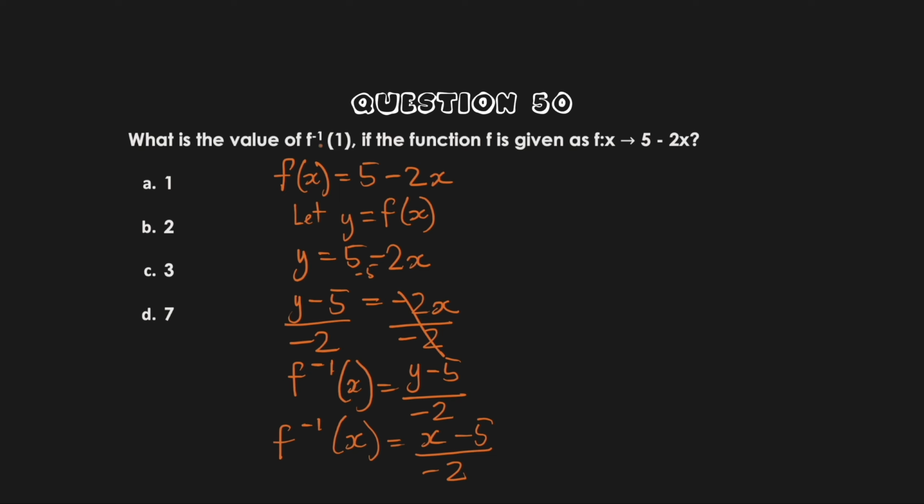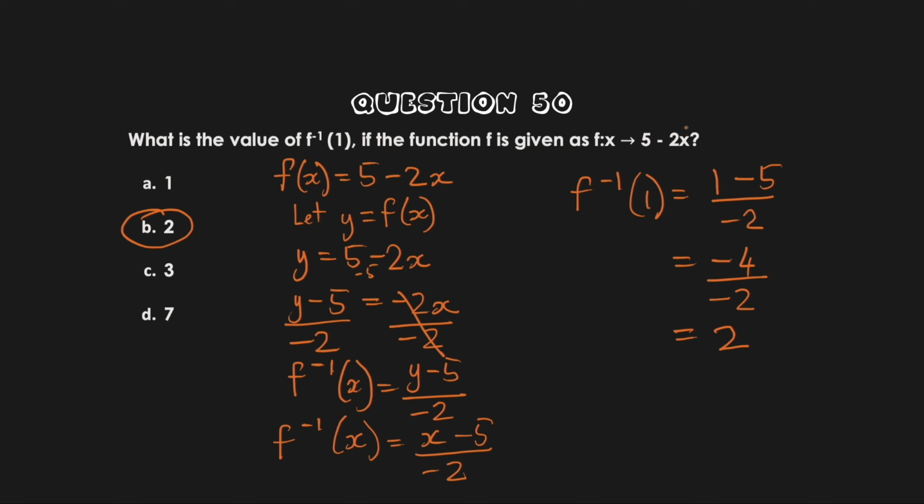Now we need to insert 1 into this formula. So when we insert 1 into this formula, we'll get 1 take away 5, because we're substituting this x with 1, over negative 2. So that's going to give us 1 take away 5, which is negative 4 over negative 2. So negative 4 divided by negative 2 is positive 2. So then our answer is this. If you inserted this 2 into this equation here, where it says 5 minus 2x, we say 2 times 2 is going to give us 5 take away 4, which is 1, which is our answer from here. So we know we're correct.